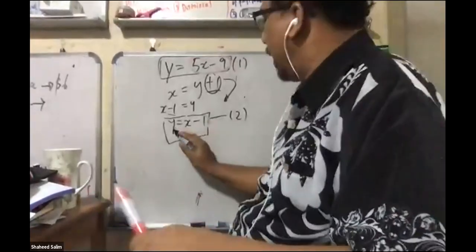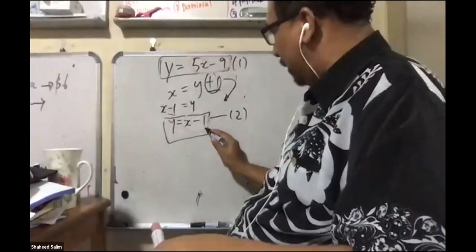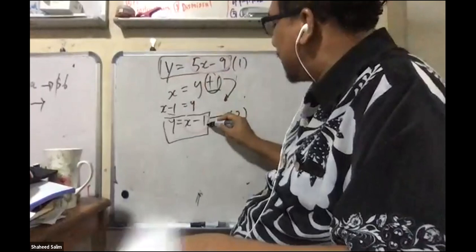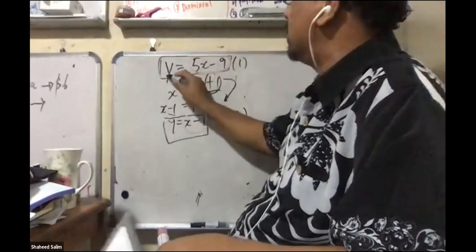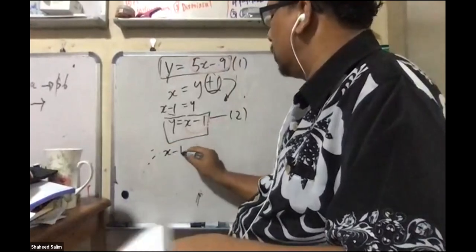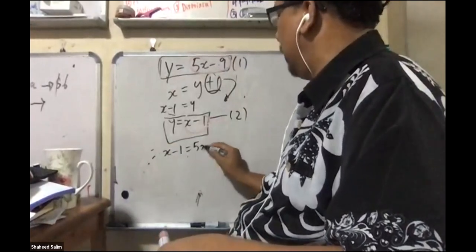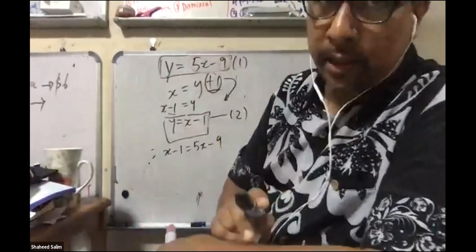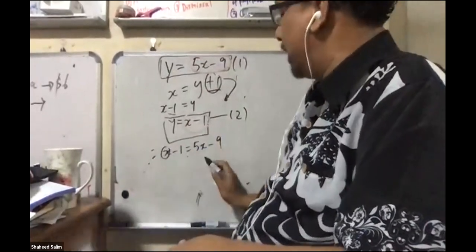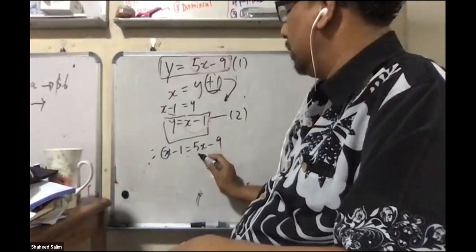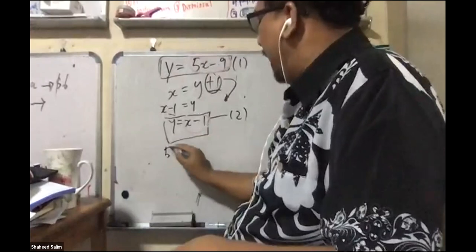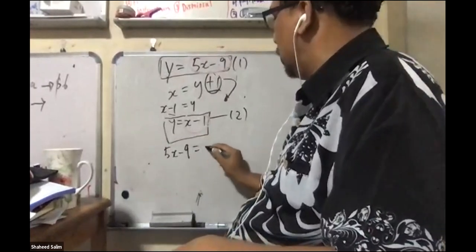Now here, y equals x minus 1. y equals 5x minus 9. So this means x minus 1 equals 5x minus 9, because this is y. Now you can solve already. How to solve? Bring this x over that side. Why do I bring it over that side? Because this one is bigger. Oh, never mind, we can do it this way. If you don't like this way, 5x minus 9 equals x minus 1.